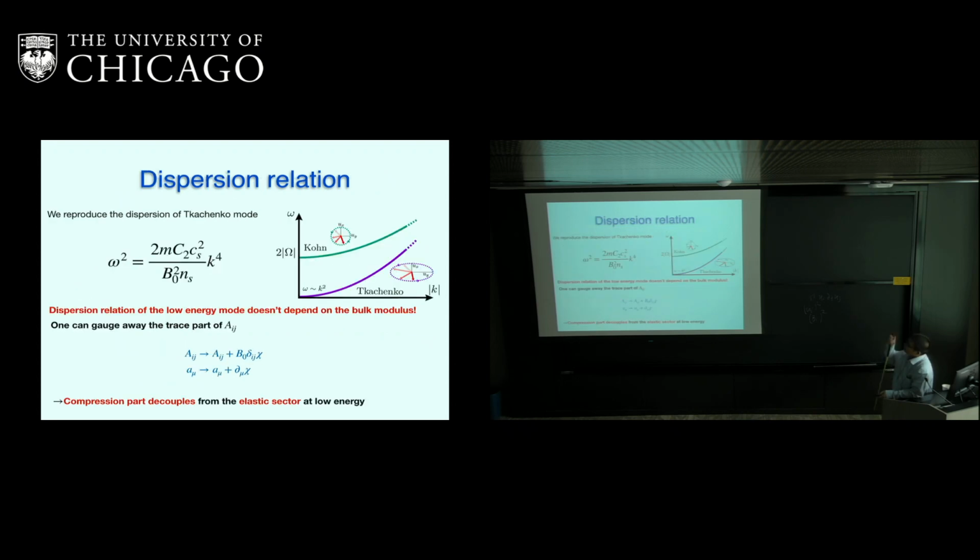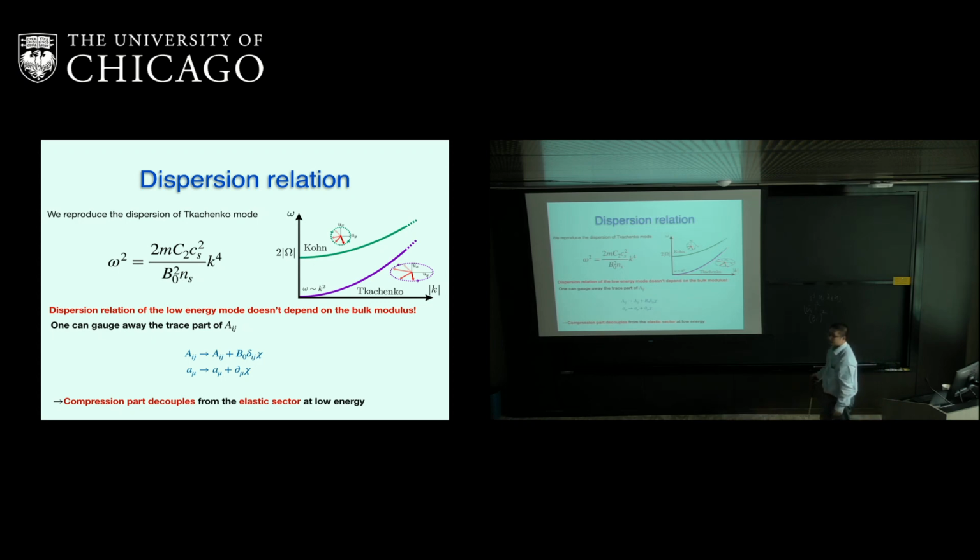And then from the dual theory, we recover the dispersion relation, and this is the dispersion relation of the Kachenko mode. We have the same result for the Kachenko mode as in the paper by Sun and Sergei. And you're seeing that the Kachenko mode only has shear modulus dependence. And the reason is now clear.